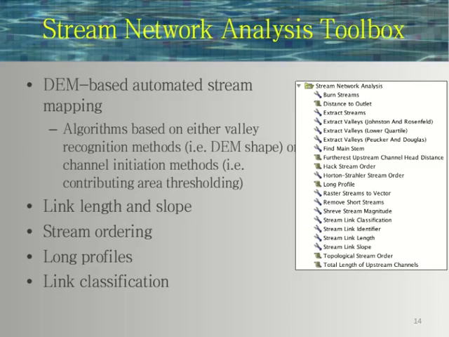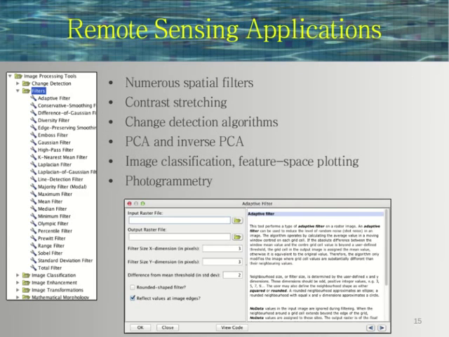like link length and slope analysis, stream ordering using various techniques like, of course, Strahler stream order, but also things like Hack stream order, topological order, and so on and so forth. Longitudinal profiles, link classification, again, unless you're a fluvial geomorphologist, you do not get overly excited about those capabilities, but they're there.